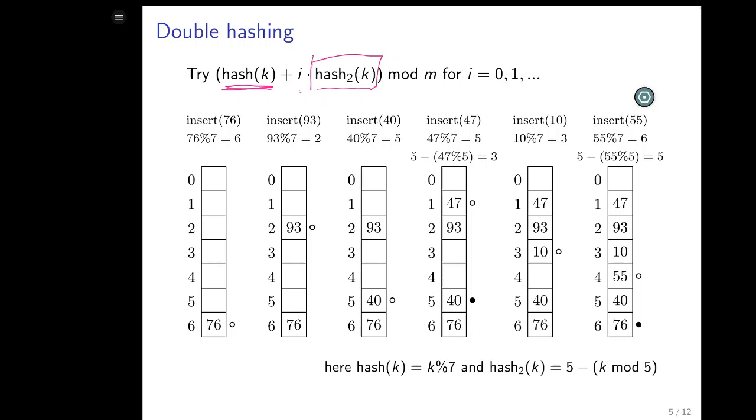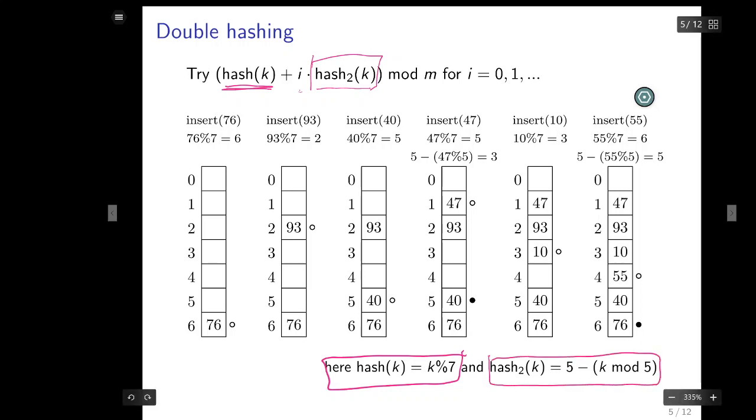So let's see what happens. Suppose my primary hash function, again, is just mod 7. My secondary hash function is this weird looking thing, which is basically take k mod 5, but subtract that from 5. Why would I do that? Why wouldn't I just take k mod 5? Why do we do this weird 5 minus k mod 5?